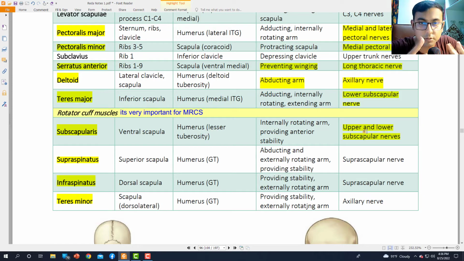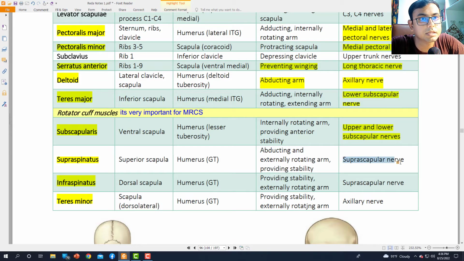There are three kinds of subscapular nerve. The upper and lower subscapular nerves supply the subscapularis muscle, which is a component of the rotator cuff. But the middle subscapular nerve is also called the thoracodorsal nerve, which supplies the latissimus dorsi.